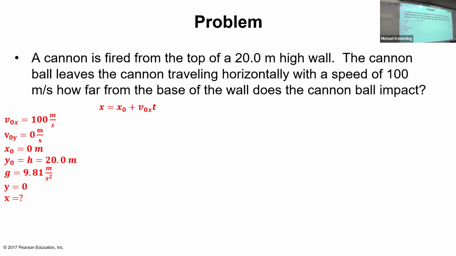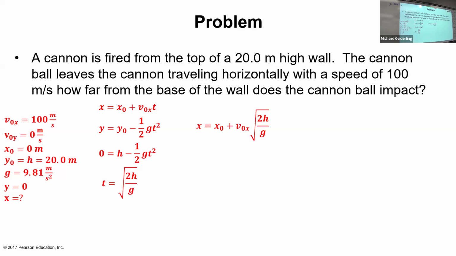So x equals x naught plus v naught x times t, and y equals y naught minus 1/2 g t squared, because v naught y is 0. If we plug in our known y and solve for time, we get 0 equals height minus 1/2 g t squared. The time is going to be the square root of 2 times height over g. So that's how long it takes for something fired horizontally to hit the ground.